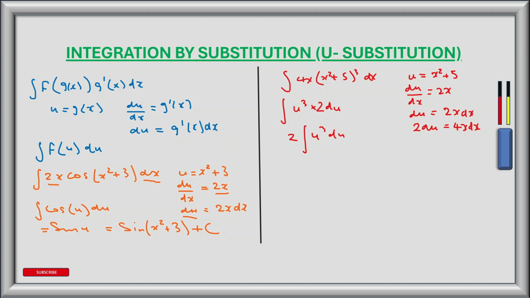Now we can easily integrate this using the power rule. So we have 2 times u to the power of 3 plus 1, which is 4, divided by 3 plus 1, which is 4, plus the constant of integration. So this is u to the power of 4 divided by 2 plus the constant of integration. If we now substitute back in for u, we have x squared plus 5, which is u, and this is now to the power of 4 divided by 2 plus the constant of integration.